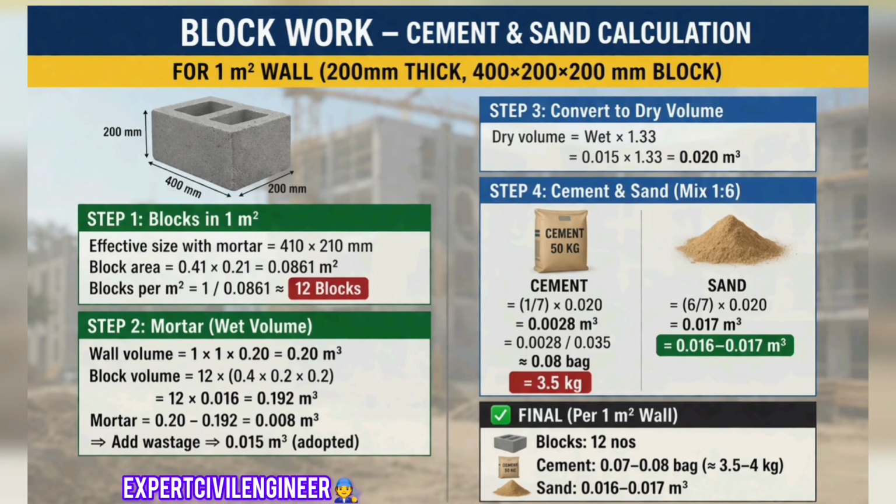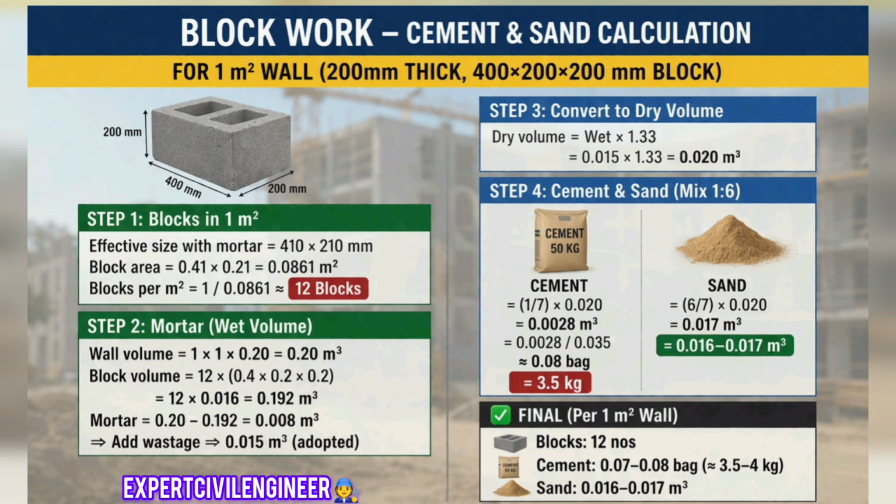Today we will learn block work material calculation step by step in a very simple way. In this video, we will calculate materials required for 1 square meter wall using 400 mm by 200 mm by 200 mm block. First, let's find the number of blocks with mortar.